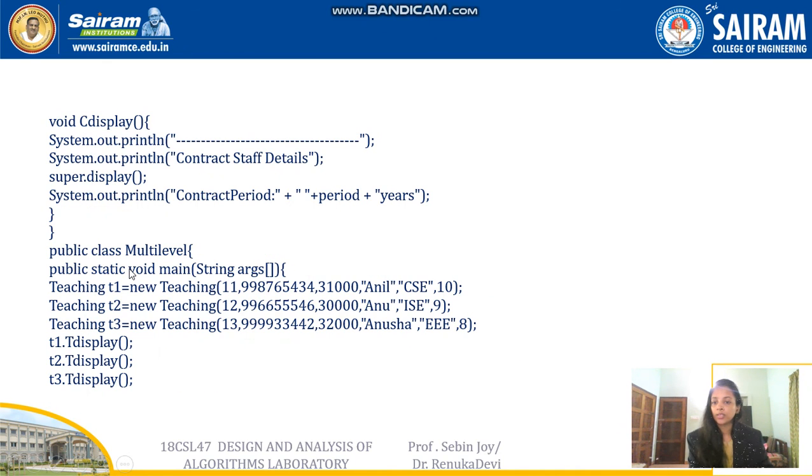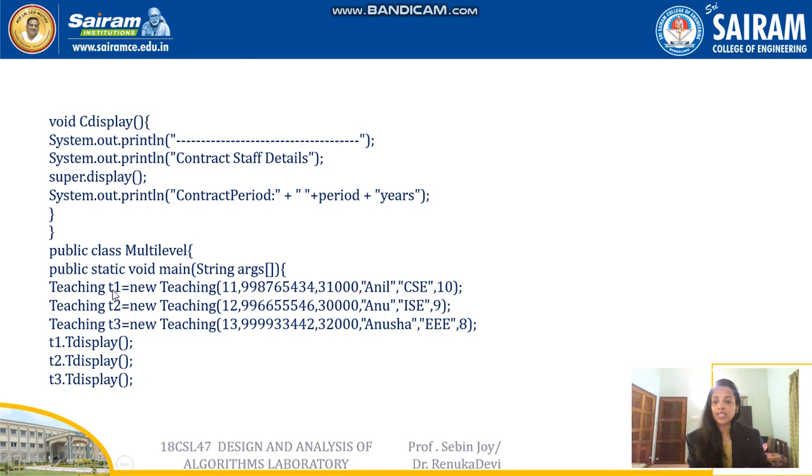So this is a main function. So I have created another class which is called the multi-level class. So this program will be having two classes. Now the multi-level class is the class which contains the main function. So when we save this program, you have to save it this way, multi-level.java. Now what I'm doing here is I'm creating the first object of the teaching class.